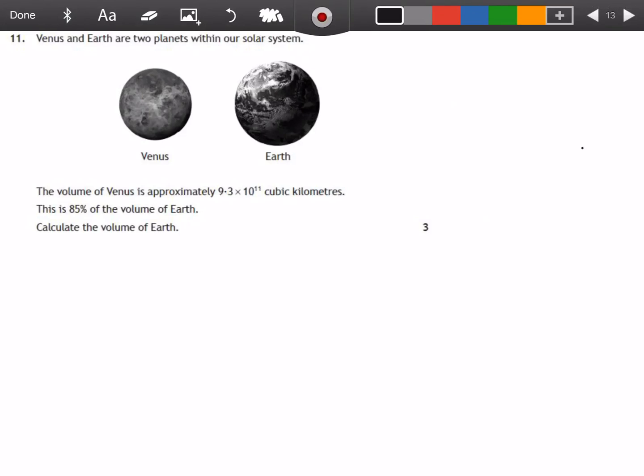Right, let's finish this paper. Question 11. The volume of Venus is 9.3 times 10 to the power 11. This is 85% of Earth. What's the volume of Earth? Right, okay, so what we've been told is 85% is 9.3 times 10 to the power 11. What we're asked to find is what the full value, the full 100% is.